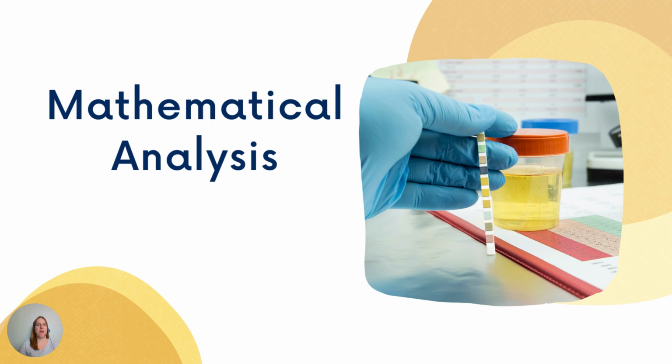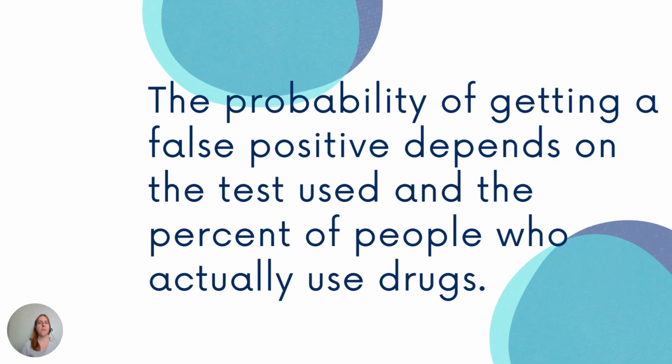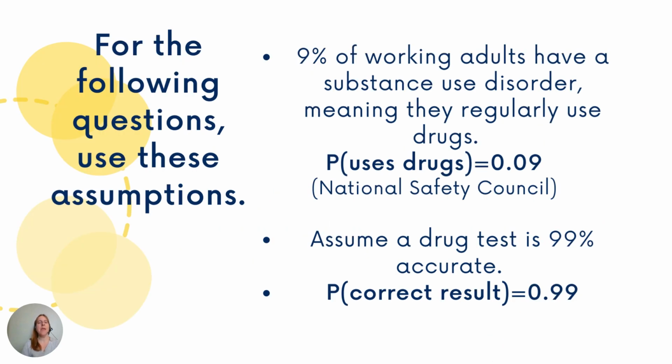Now, let's do some mathematical analysis. The probability of getting a false positive depends on the actual test used and the percent of people who actually use drugs. For example, in a population with low drug use, we are more likely to get false positives. In order to do our calculations, we're going to need to make some assumptions so we have numbers to work off of.